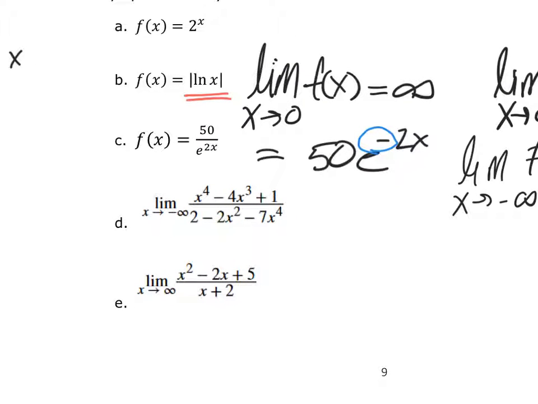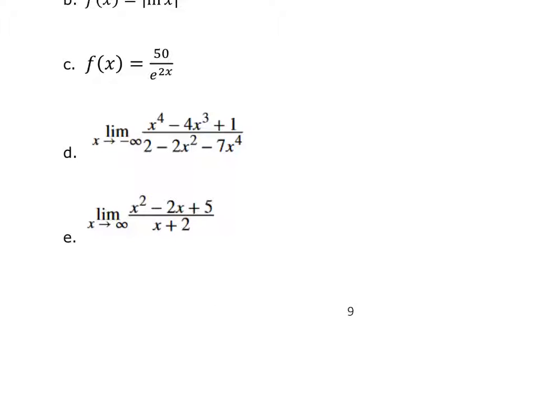So do D and E, find the limit as x goes to positive or negative infinity. On D, I am looking for the highest power in my denominator. What is the highest power in my denominator? So I'm going to divide all of my terms by x to the 4th. x to the 4th here, here, here, here, here.